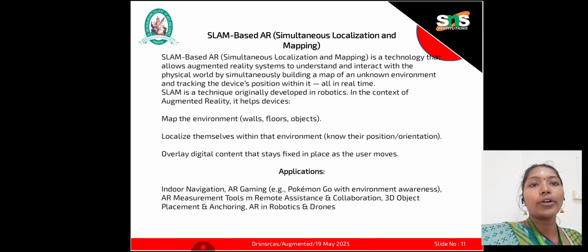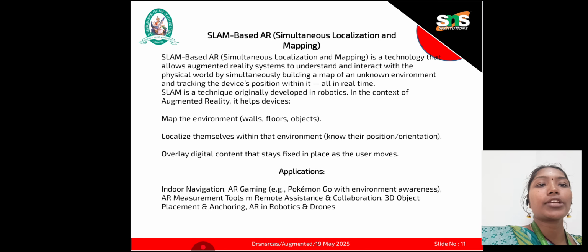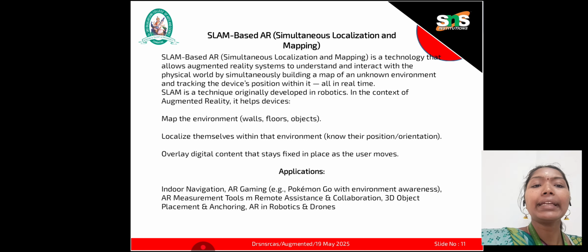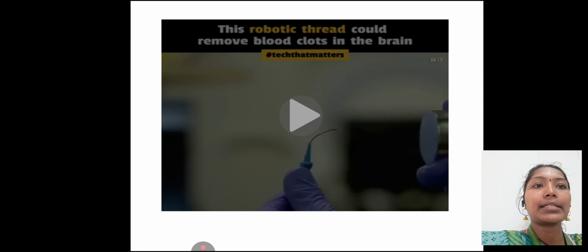And next we are going to see about SLAM-based AR. SLAM stands for simultaneous localization and mapping. This augmented reality helps map the environment, walls, floors and objects, and localize itself within the environment with known positions. The overlaid digital content stays fixed in place as the user moves. I have already seen this robotic thread which we have.